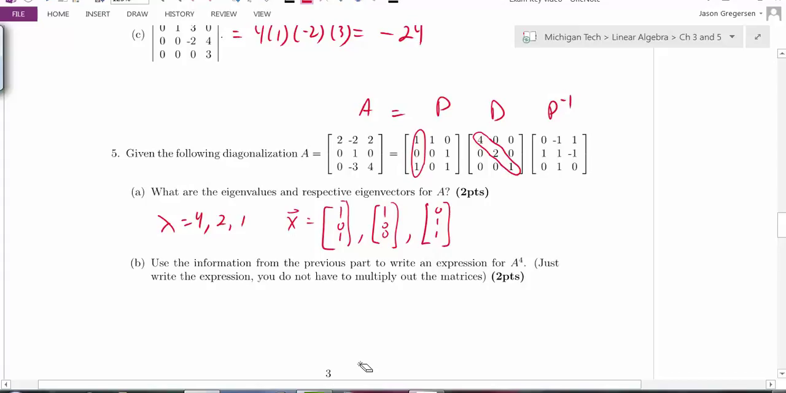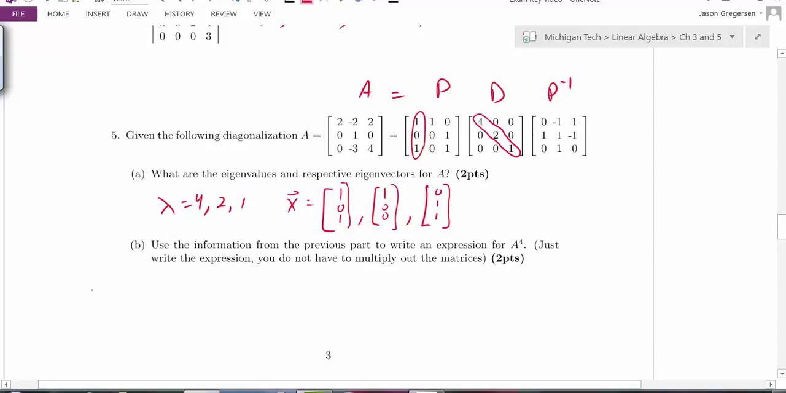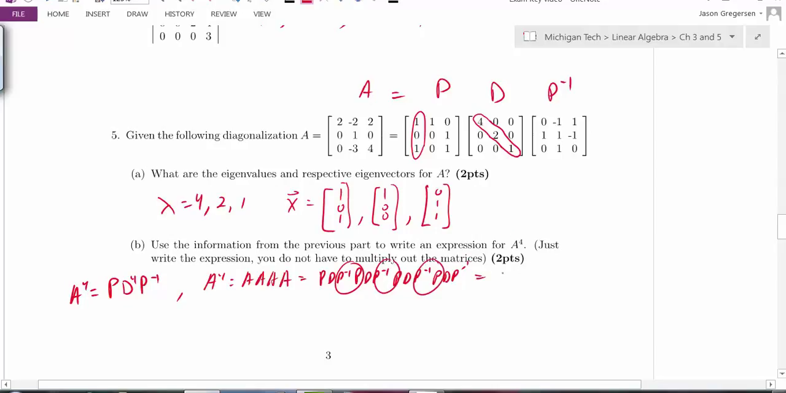All right, D says use the information from the previous part to write an expression for A to the 4th power. All right, so the idea here is that if I can diagonalize, then A to the 4th should be equal to P times D to the 4th times P inverse. We can see that because if we just took A to the 4th, which is A times A times A times A, and wrote that diagonal expression, P times D times P inverse, so on and so forth, this is just identity, and this is just identity, and this is just identity, which is why it simplifies to P D to the 4th P inverse.